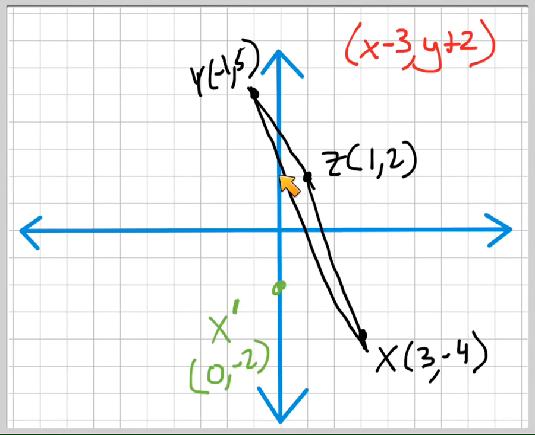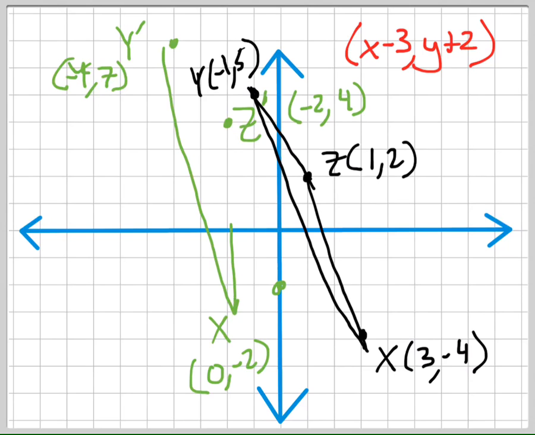Z, 3 to the left, 1, 2, 3, up 2. There is Z prime at negative 2, 4. I went 3 to the left, so I subtracted 3 from that coordinate. I went 2 up, so I added 2 to that coordinate. And the y coordinate, 3 to the left, up 2. That's y prime, and its coordinates are negative 4, 7. I went 3 to the left, so I subtracted 3. I went 2 up, so I added 2.